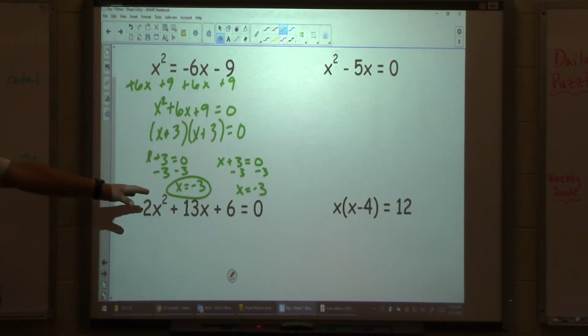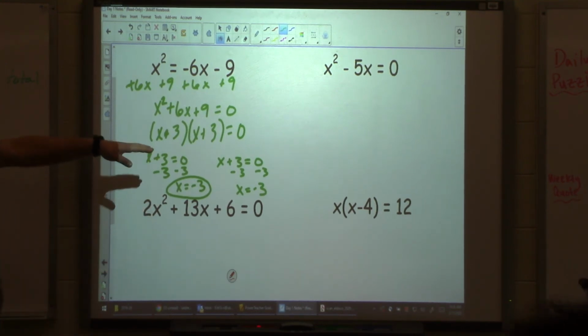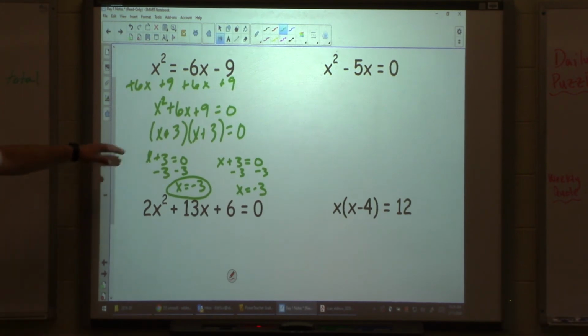So you don't have to write them both. As soon as you get to here and notice these are the same, all you do is solve one of them.